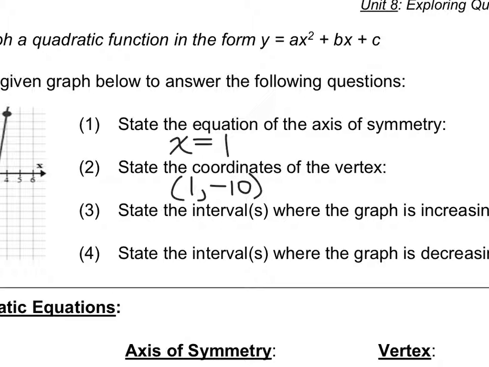Interval where the graph is increasing, so going uphill. Hard 1, infinity soft, exactly. It starts at 1, and we can never capture infinity, so we can't put the hard bracket on that.